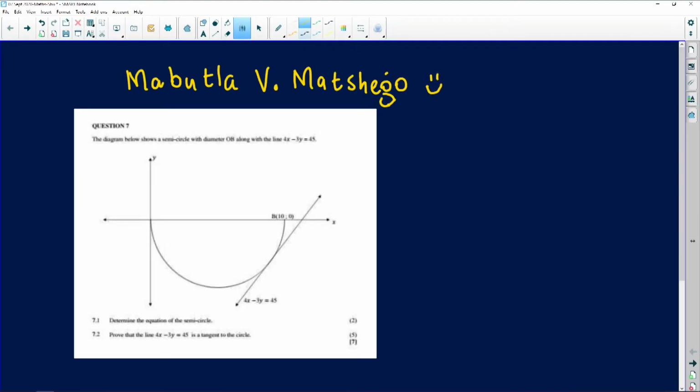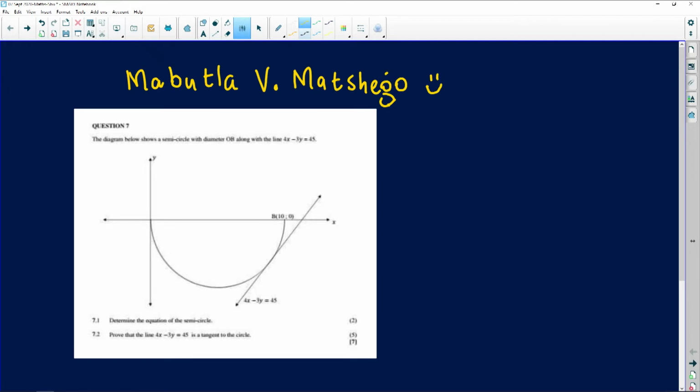Let's go right into our first question, which was sent to us by Mabutla V. Matsejo. This is basically an awesome question that is linked to analytical geometry to some extent. So let's go and see what this question says.